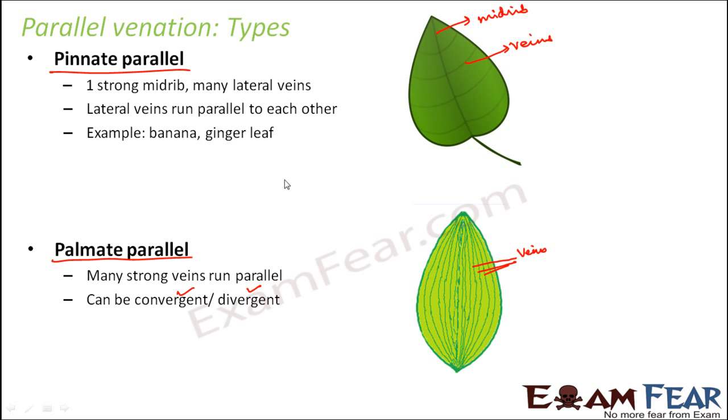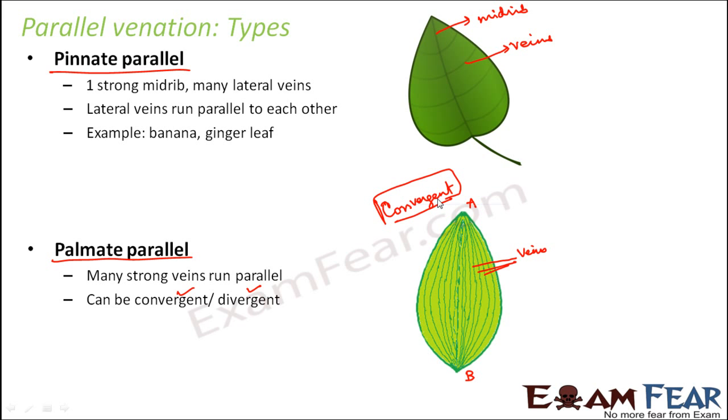So now I don't think I need to explain much about convergent and divergent. When I say convergent, that means the strong veins run parallel from base to apex. So here you can see the strong veins are running parallel. This is the base and this is the apex. So from base to apex, the strong veins are running parallel. This is known as convergent palmate parallel.